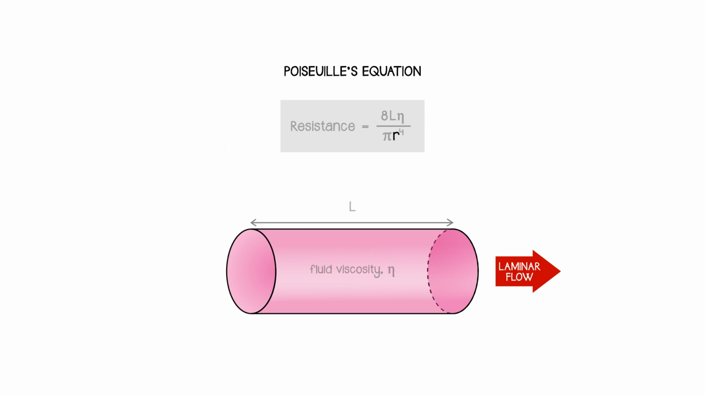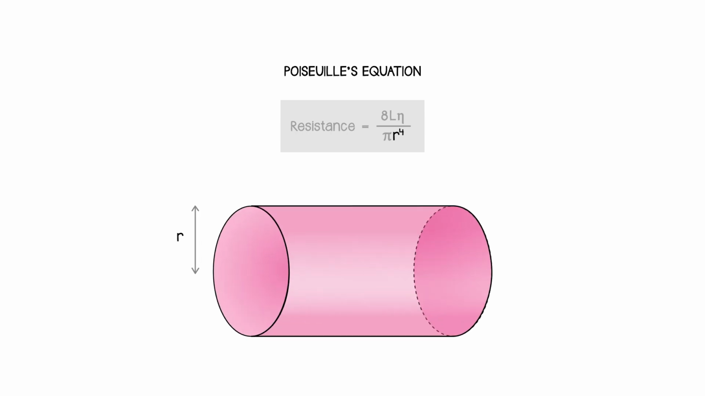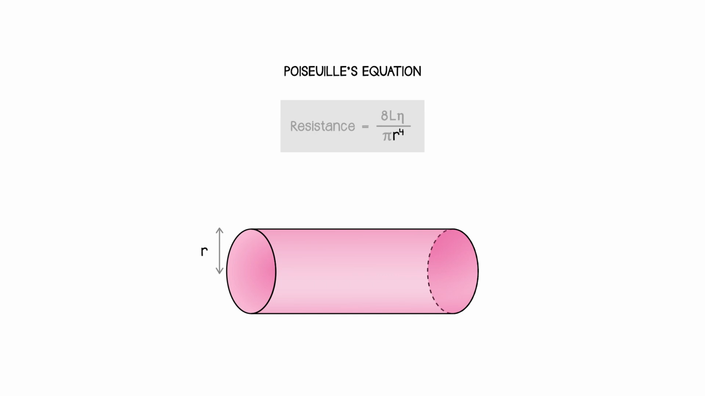Then r in the denominator is radius, and you can see that the radius of the blood vessel is raised to the power 4. What this means is that the resistance of a blood vessel is particularly sensitive to radius because of that power to the 4 factor. So if you have a very narrow vessel with a small radius, that's going to give that vessel a high resistance. Conversely, if you have a wide vessel with a large radius, the resistance is going to be very low. So the radius of the blood vessel has the biggest effect.